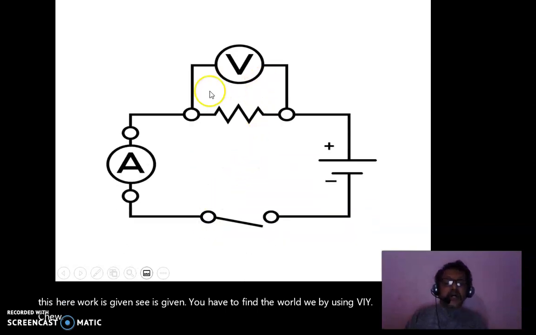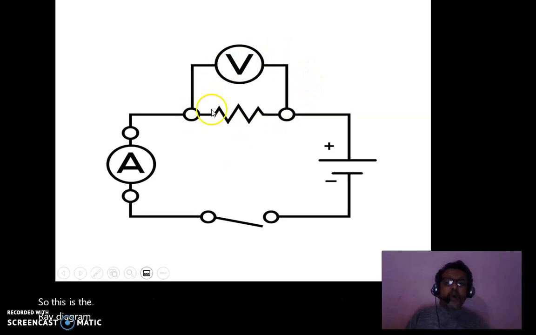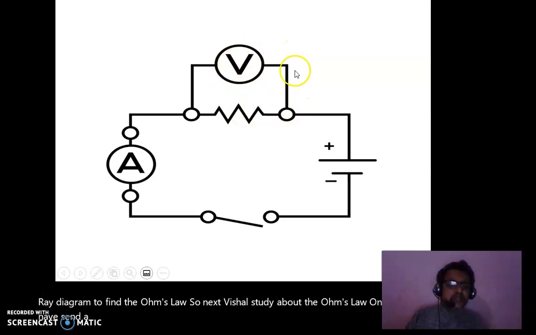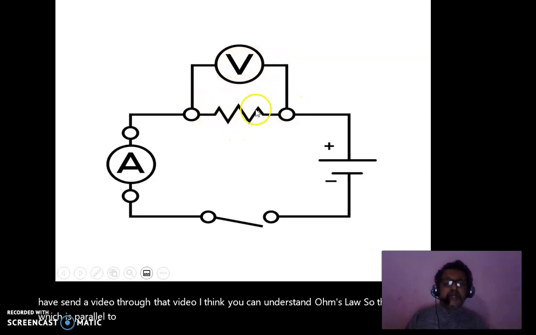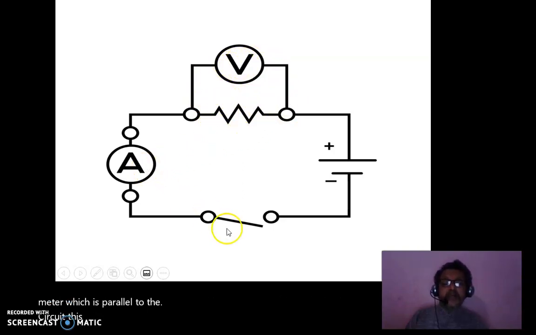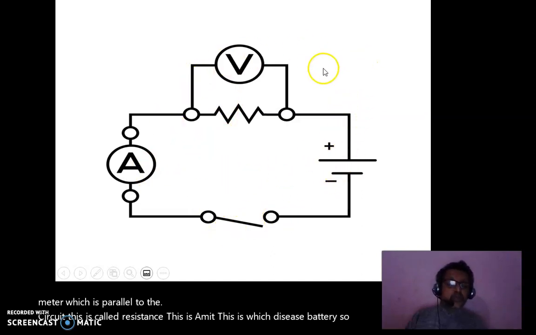So this is the circuit diagram to verify Ohm's law. So next we shall study about Ohm's law. On that day I sent a video. Through that video I think you can understand Ohm's law. So this is the voltmeter which is parallel to the circuit. This is called resistance. This is the ammeter. This is the switch. This is the battery. So this is the diagram to show how to do Ohm's law.